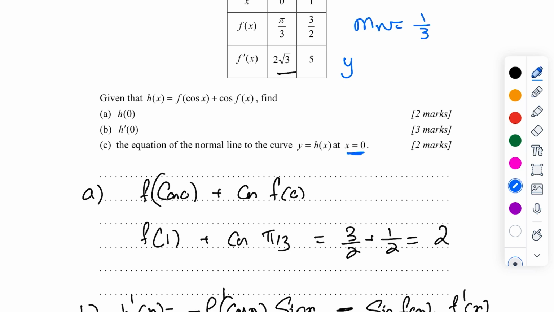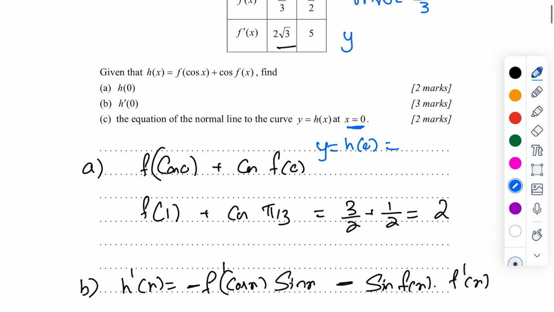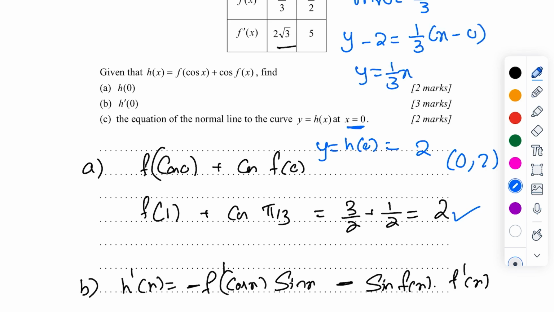If x is 0, so h of 0, the y value is h of 0. Have we found it out? We found it in part A, which is 2. So the point is (0, 2). So y minus y1 equals m times (x minus x1). So y equals 1 upon 3 x plus 2. That's going to be the answer.